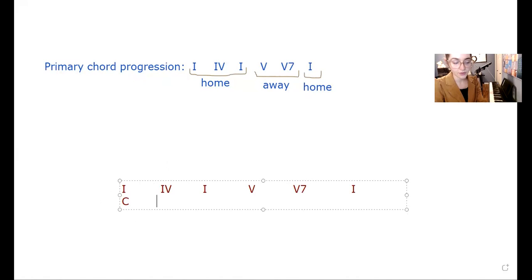C, so 4 in the key of C is F. You can count up if you forget. Back to C. The 5th note is G, 1 up from F. And then the 5, 7 is going to be a G7 chord, a G chord with an extra note added at the top. And back to C. All right, so now we're going to fill in the letters.